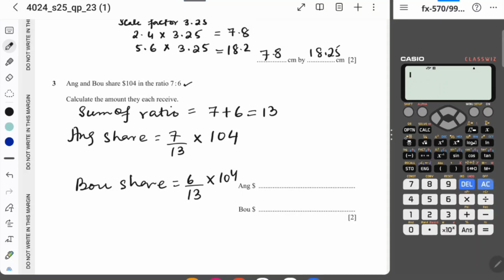So let's calculate. That is 7 times 104 divided by 13. The first share is 56 only, and the second share is 6 over 13 times 104, that is equal to 48. Go to the next question.